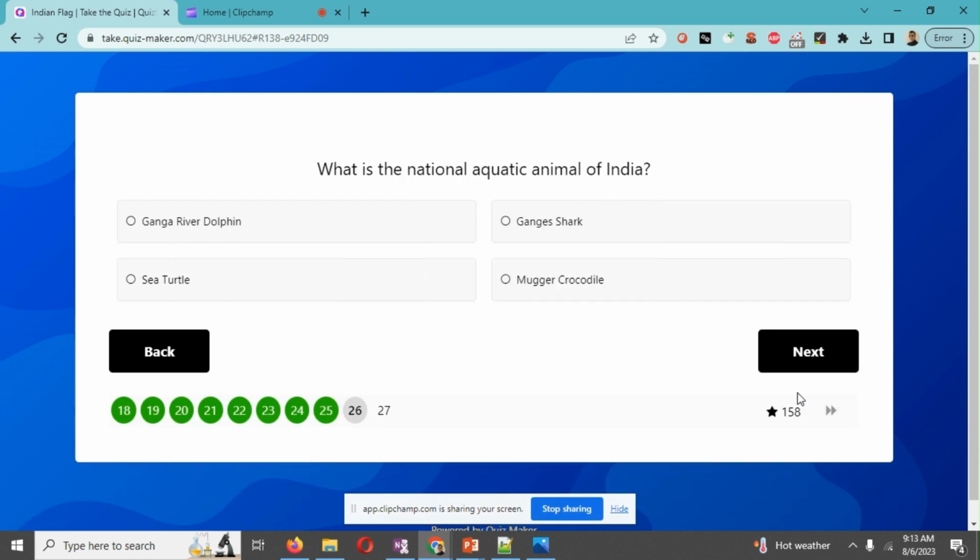What is the national aquatic animal of India? गंगा जी में डॉल्फिन मिलती हैं. That is the national aquatic animal of India. Not the shark, turtle, or crocodile. Guys, please mind it. It's the Ganga River dolphin.